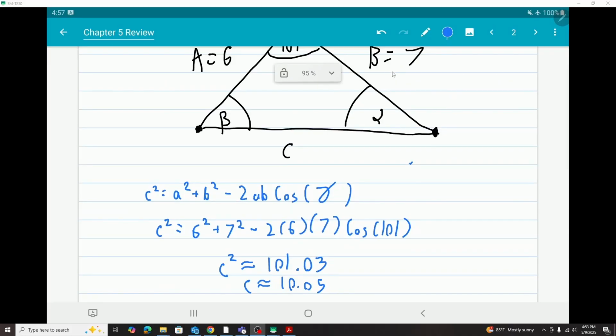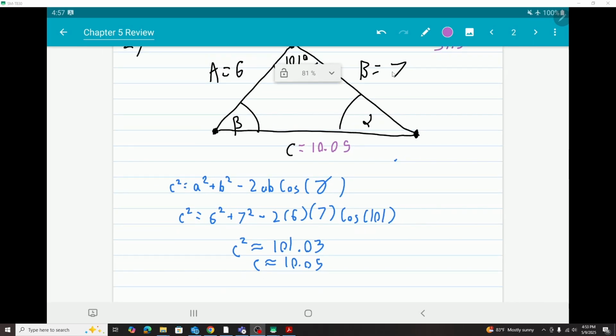Okay, so that's side length c. And one thing I like to do, I call it a sanity check, is ask: does this number seem reasonable? Well, c is across from an obtuse angle, so c should definitely be the biggest side of that triangle. And so therefore 10.05, that seems pretty reasonable. If I got a number that was like 2 or 5 or something like that, I might be a little bit weirded out. But 10 seems okay. So there's my number c.